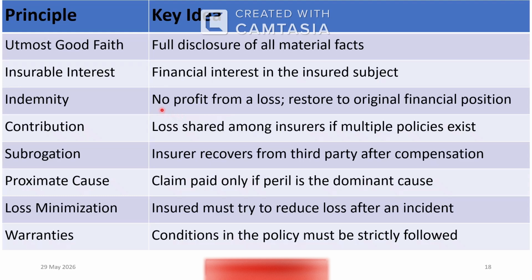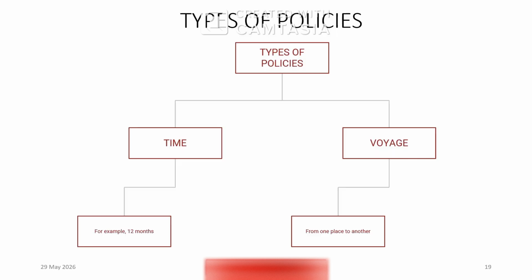So the insured cannot make profit out of the loss. Contribution: loss shared among insurers if multiple policies exist. Subrogation: insurer recovers from a third party after compensation. Proximate cause: claim paid only if the peril is the dominant cause. Loss minimization: insured must try to reduce loss after an incident. And warranties: conditions in the policy must be strictly followed. So they are the 8 key principles of insurance.